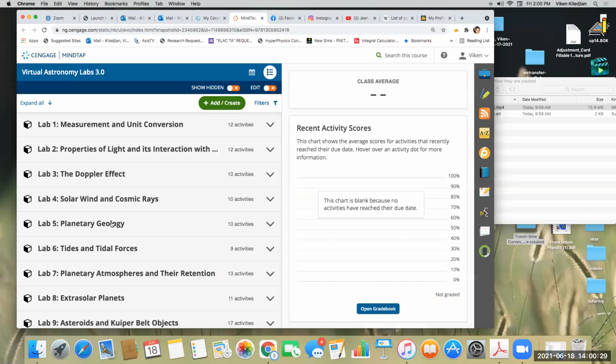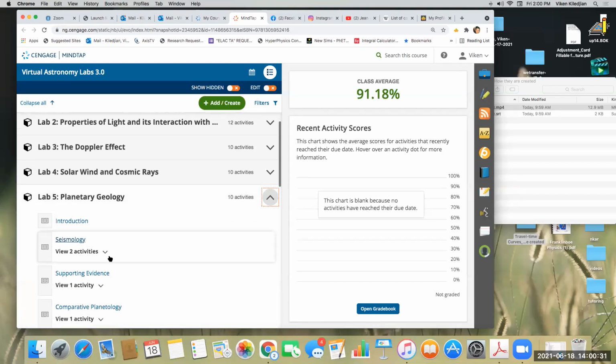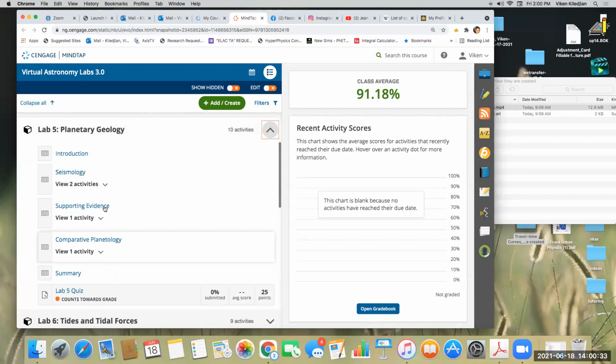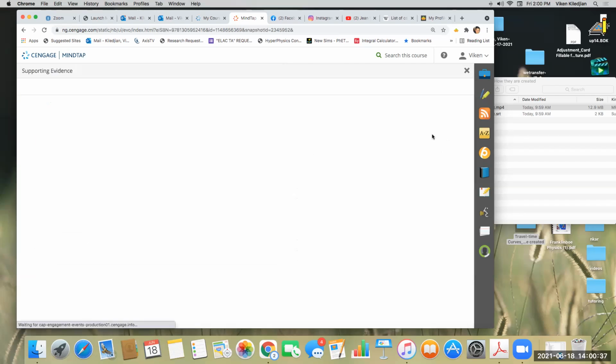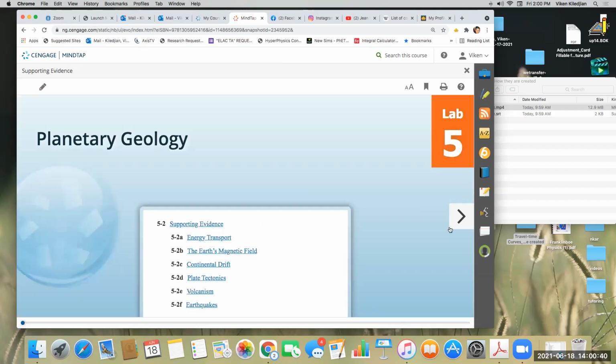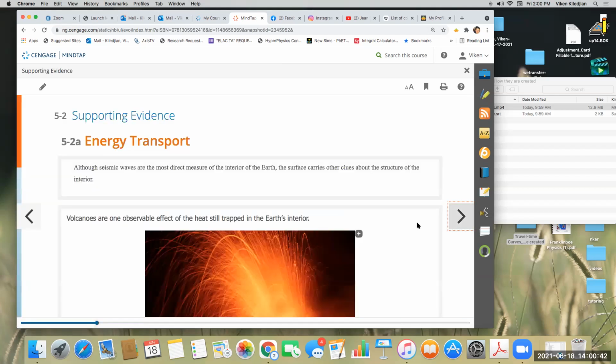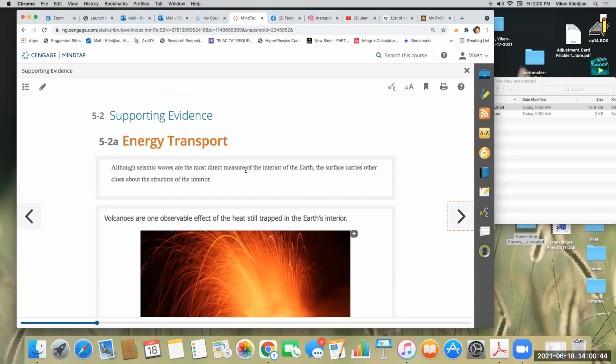Okay, let's go to planetary geology. So now let's go to supporting evidence. Although seismic waves are the most direct measure of the interior of the Earth, the surface carries other clues about the structure of the interior.